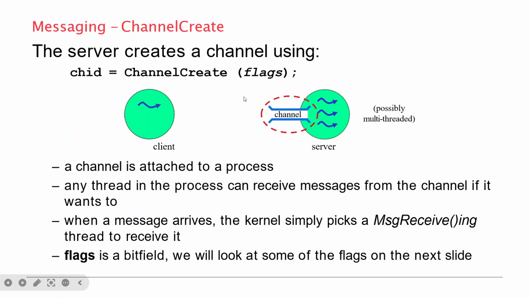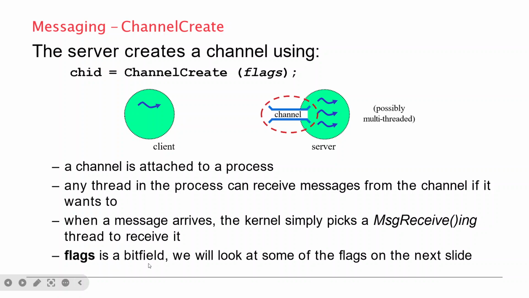The server creates a channel. It creates a channel using channel create. We can give flags and a channel ID. The channel is attached to a process. Any thread in the process can receive messages from the channel. When a message arrives, the kernel simply picks a message receiving thread to receive it.